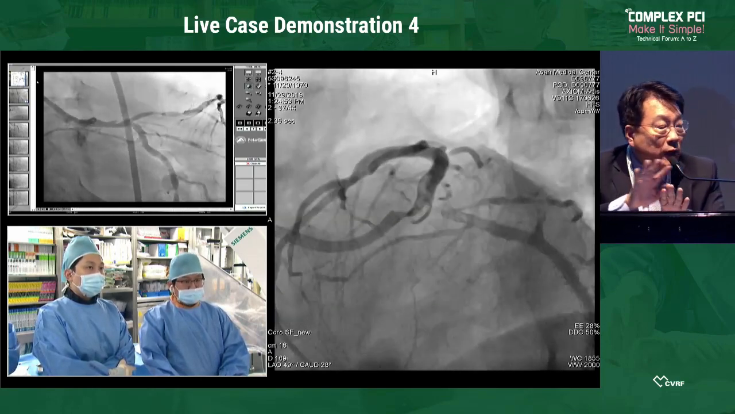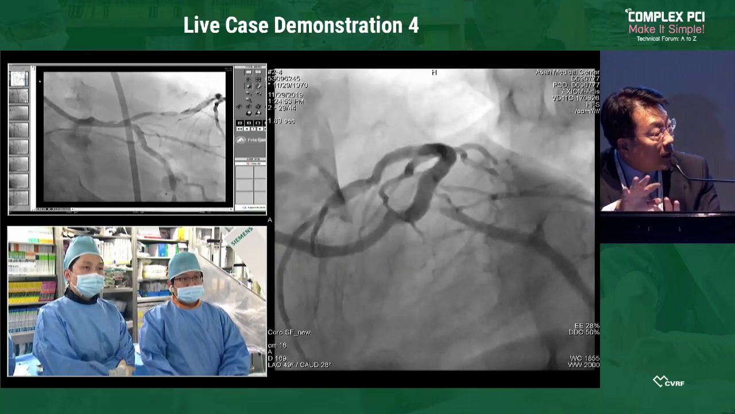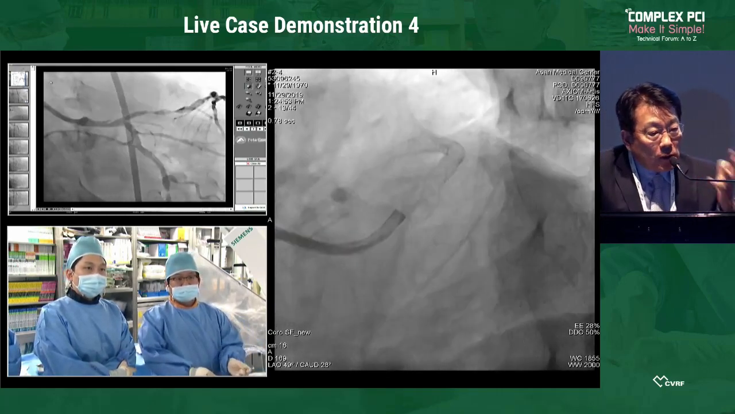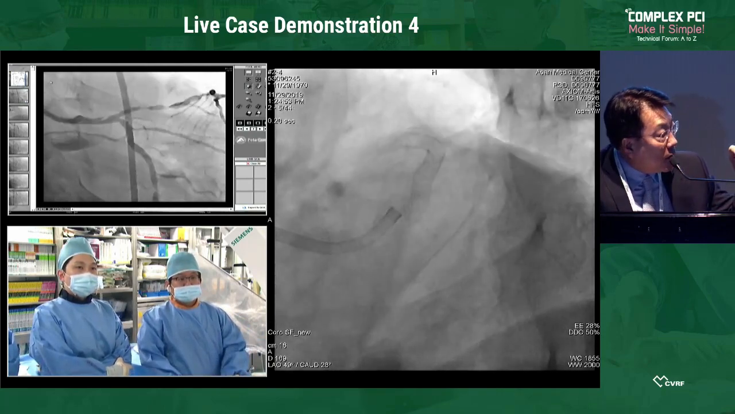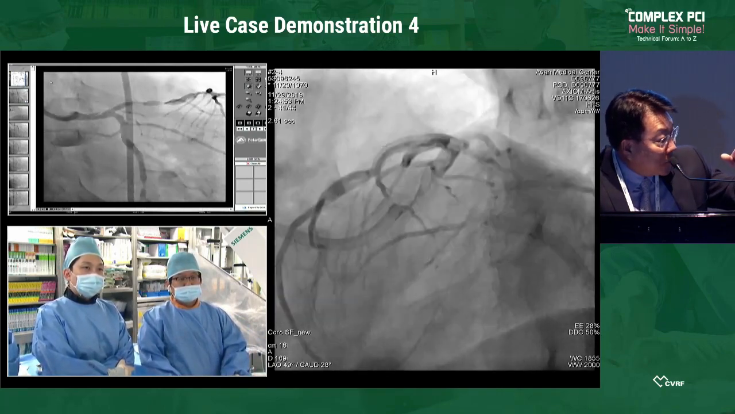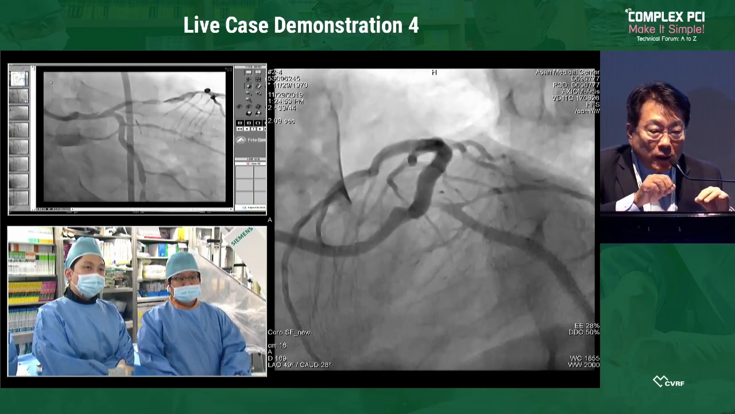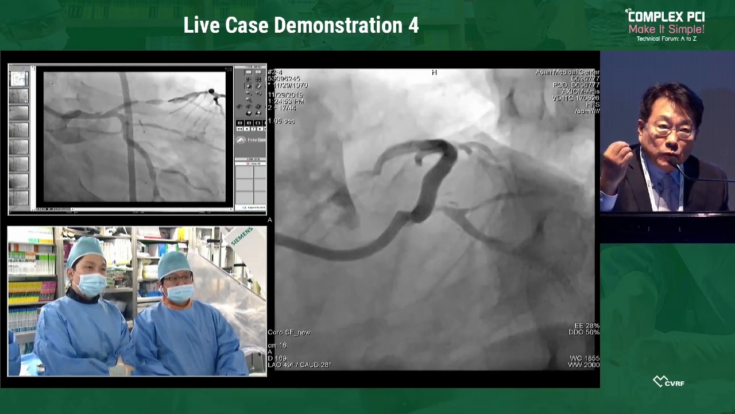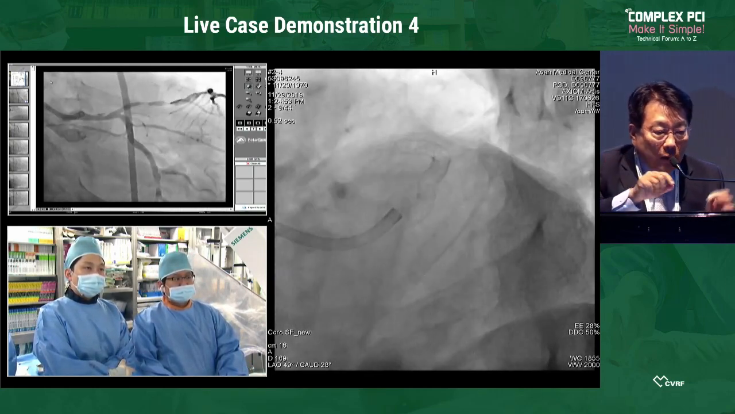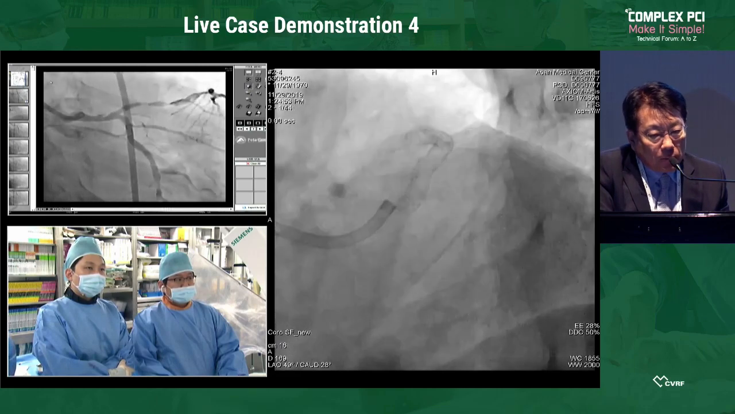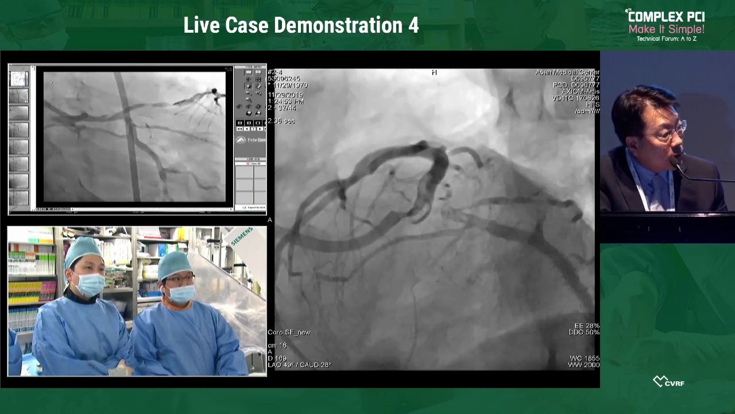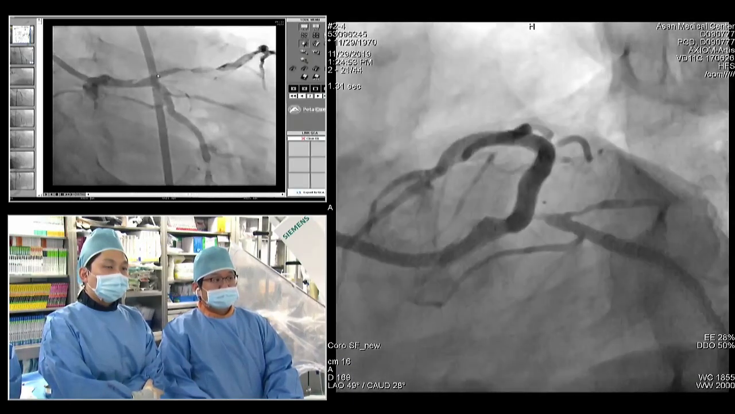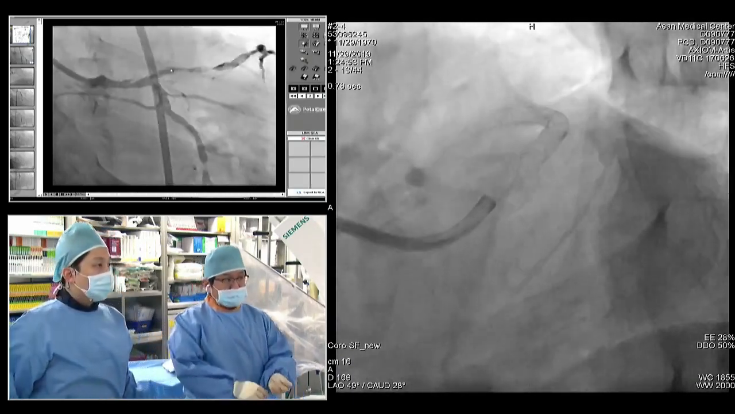Ours, and we didn't find any difference in terms of hard endpoints, death, absolutely no difference. However, in case of kissing balloon inflation, the TLR rate is a little bit higher. The meaning is, for this particular case, I have some restenosis, still part of the circumflex. However, kissing balloon inflation is not always good, right? Okay, what would you do there? So what's your plan today for this?